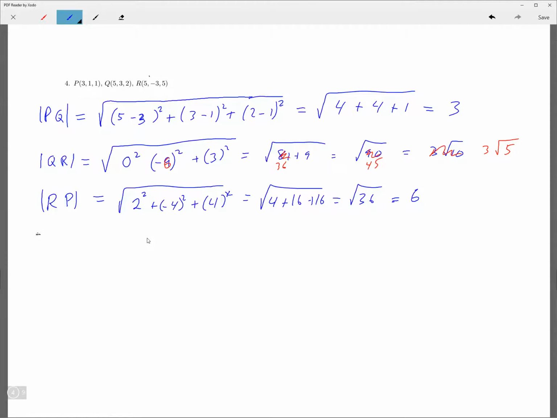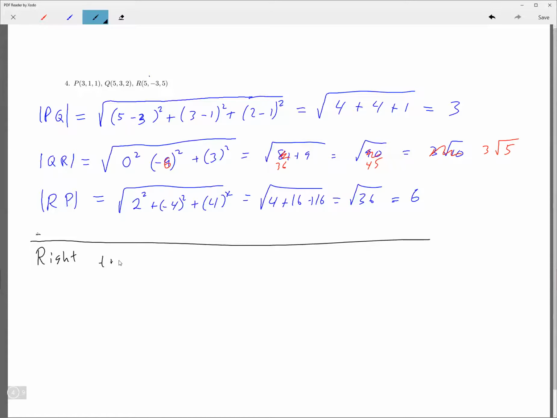Okay. So now the next part is, is it a right triangle? How do you think we should see if it's a right triangle or not? How do we test and see if it's a right triangle? Does anybody remember? Is it just the Pythagorean theorem? Yes, it's the Pythagorean theorem. I'm just going to see if the Pythagorean theorem works. So which is the largest of these three values? 6. 6 is the larger, no. Right?